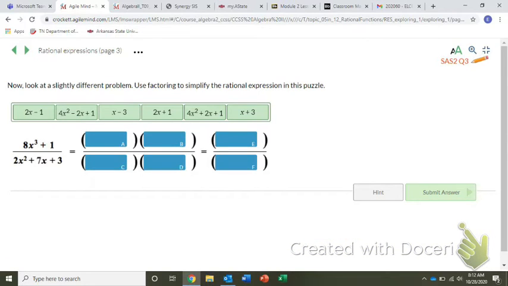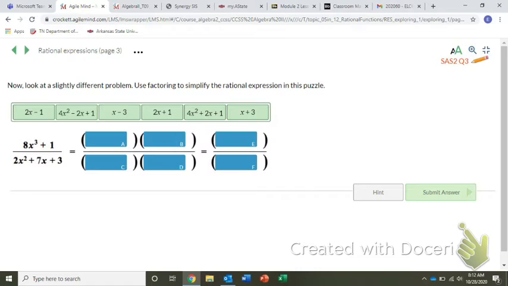All right, next, on the next slide, page 3, we're also on number 3. It says, now look at a slightly different problem. What do you notice about the numerator? What kind of function is it? It's a cubic function. So here's where those sum of cubes and difference of cubes formulas come in handy.